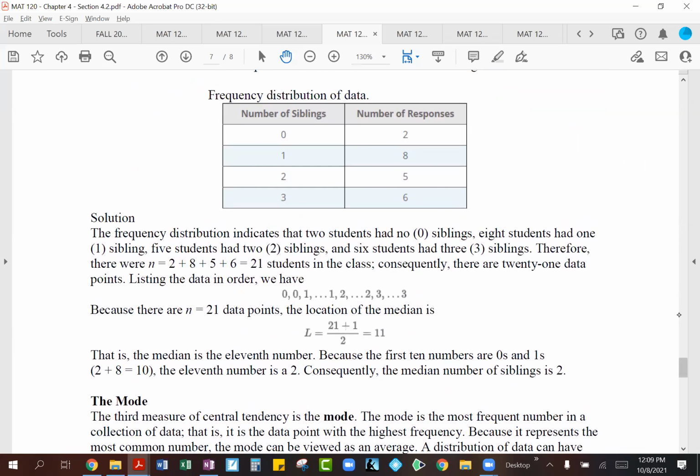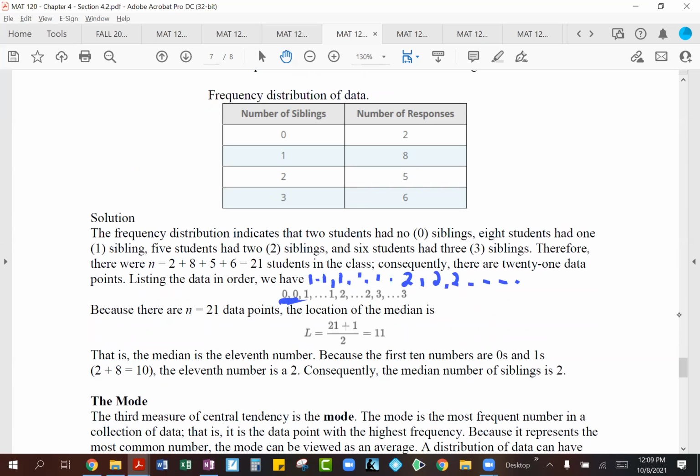In this case, of course, we can go ahead and arrange these in order. We've got 2 students at 0, so that's 2 zeros. Then we've got 8 students who had just 1 sibling, so you would write down your 1, 8 times. You would write down your 2, 5 times, and your 3 would be 6 times. So you would basically end up listing it all out.